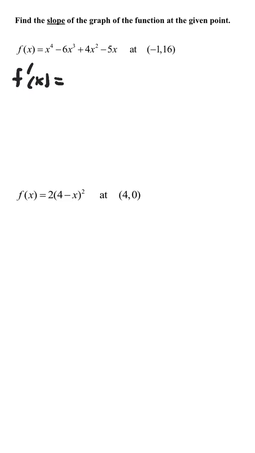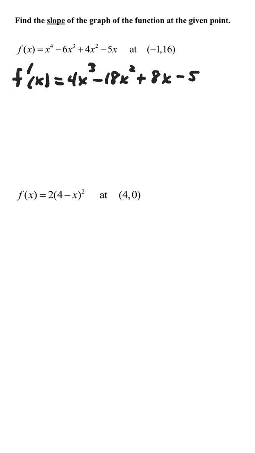Okay, we'll use power rule and take it one term at a time. X to the fourth has a derivative 4x cubed. Negative 6x cubed, its derivative is negative 18x squared. 4x squared has a derivative of 8x. And negative 5x has a derivative of negative 5.